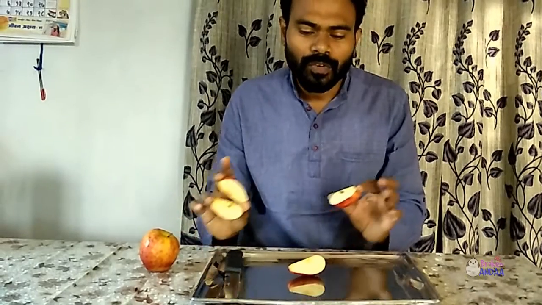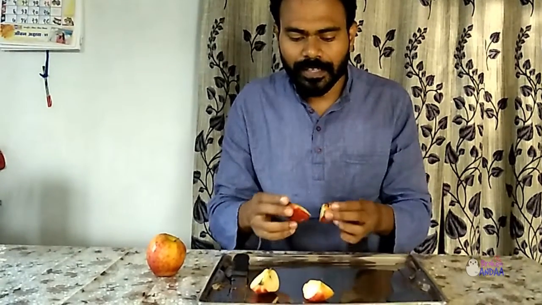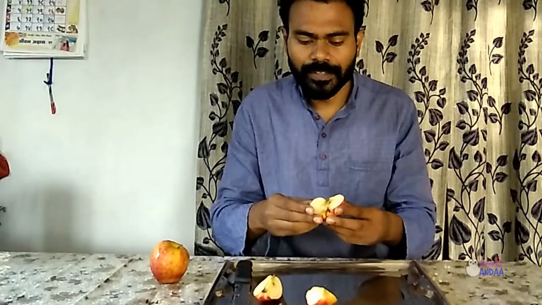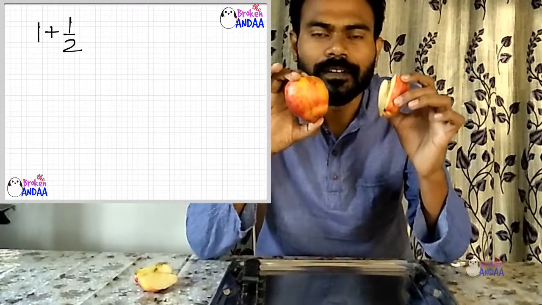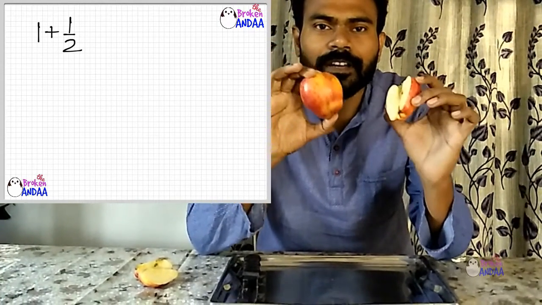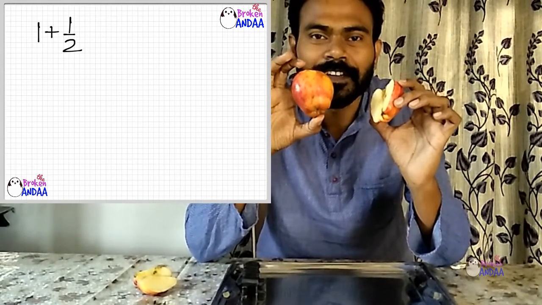Okay, so we have studied fractions and we now know about equivalent fractions, right? Along with that, let's talk about improper fractions. See, we know this is half apple, right? This is half apple and this is one apple. Total it is 1.5. I will write 1 plus half, but we can also write it as 3 by 2. Why is it 3 by 2?